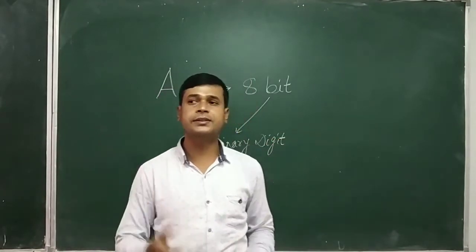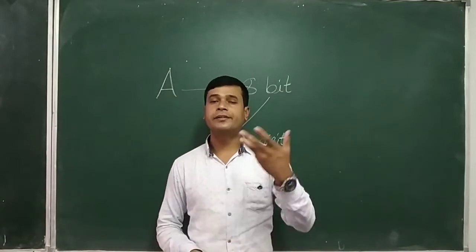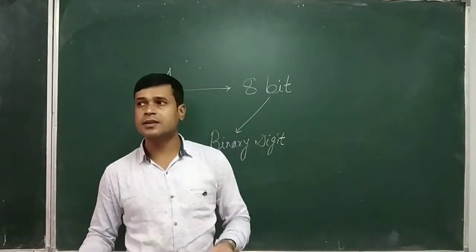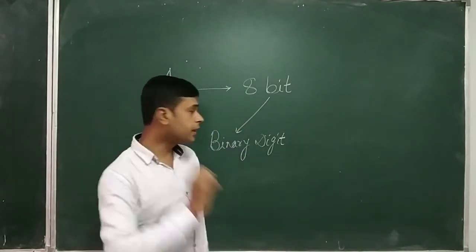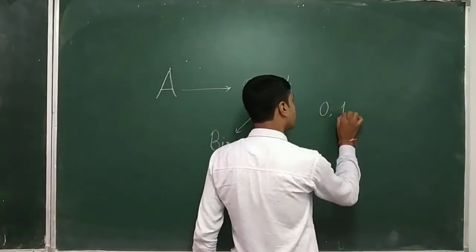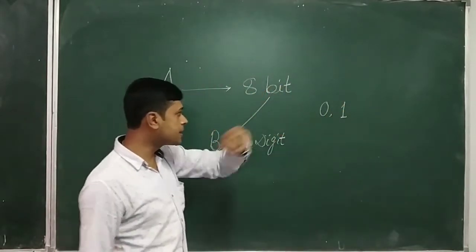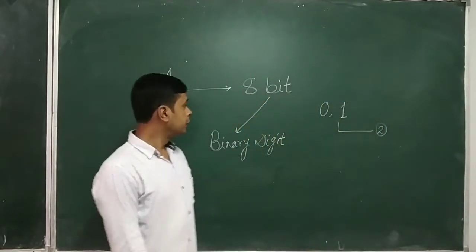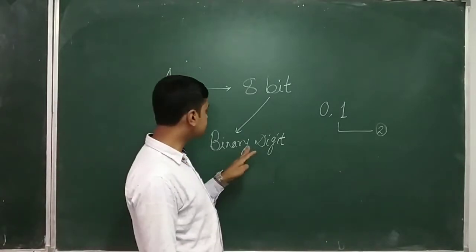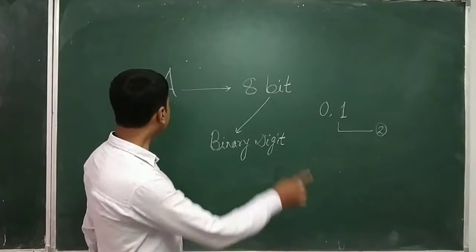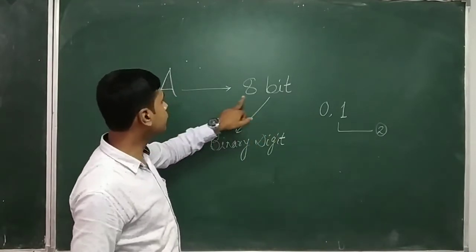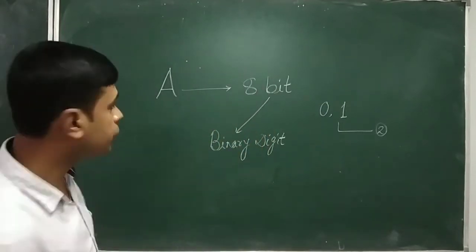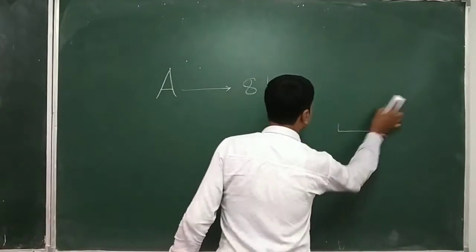Do you know binary numbers? We will discuss the different numbering systems later. Binary means 0 and 1, and its base is 2. Base 2, clear? So it minimum occupies 8 bits of memory. This is called the smallest memory unit of a computer.